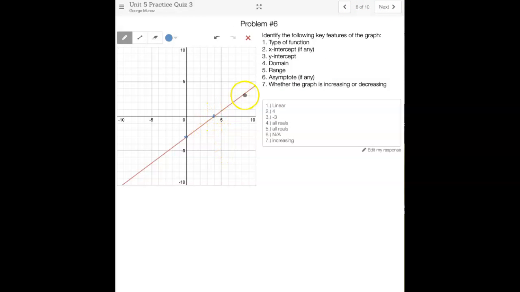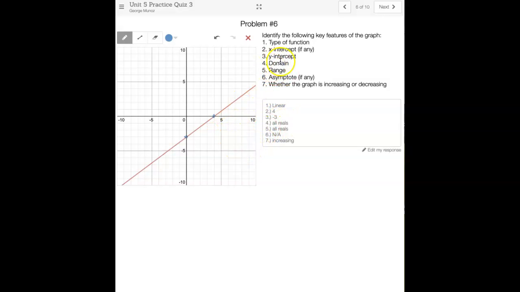This one, identifying some key features. The type of function, guys, it's a line. It's definitely not exponential. It's linear. The x-intercept is where it crosses the x-axis, and you can see there it's 4, which is the answer here. The y-intercept, number 3, is where it crosses the y-axis, so right here, that's -3.